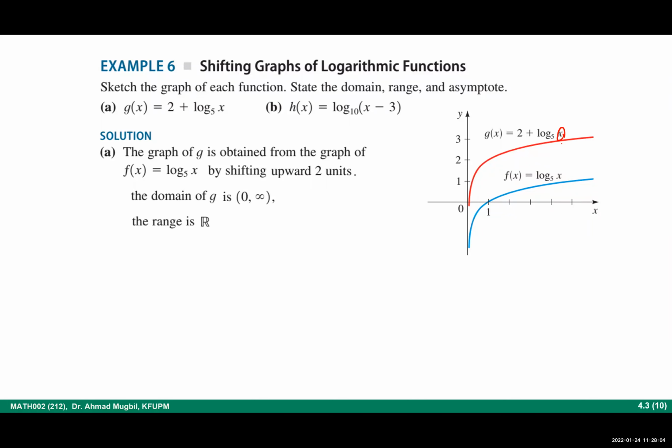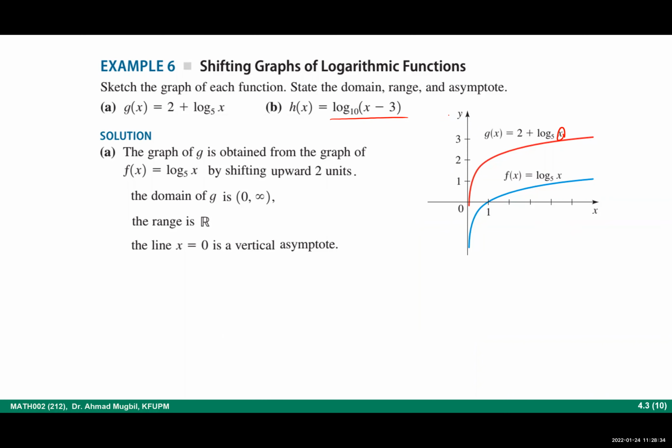Okay. What about the second one? With vertical shifting, the range doesn't change, because we have the range from negative infinity to infinity. This is why it doesn't change, because it is the whole real numbers. Look at the second one. Now because of the horizontal shift here, the vertical asymptote will be changed, and the domain will be changed.